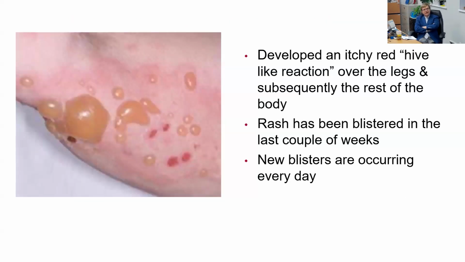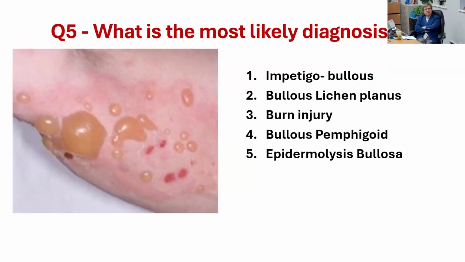Hive-like red reaction over the legs and subsequently the rest of the body. The rash has been blistering in the last couple of weeks, and new blisters are occurring every day. What do you think this is? Impetigo, bullous lichen planus, a burn injury, bullous pemphigoid, or is it epidermolysis bullosa? We'll get you to vote.